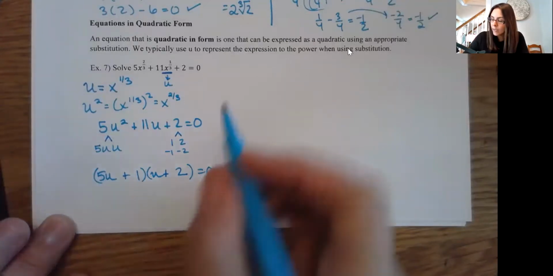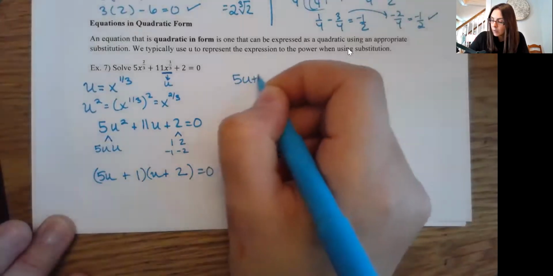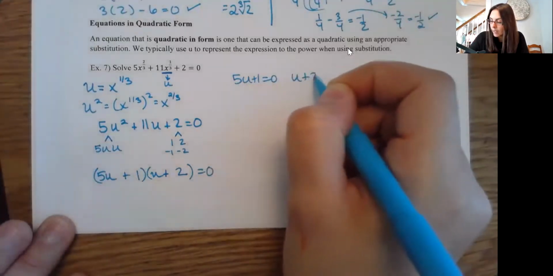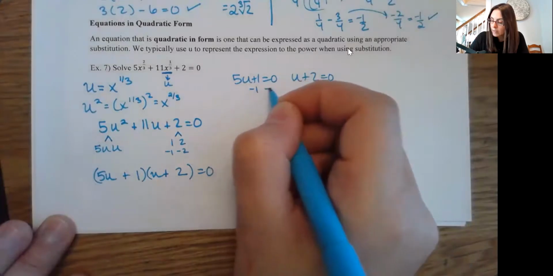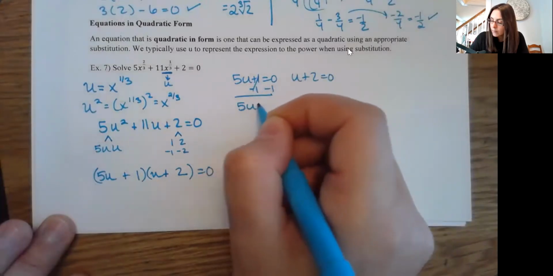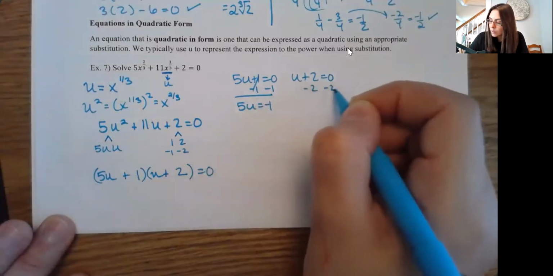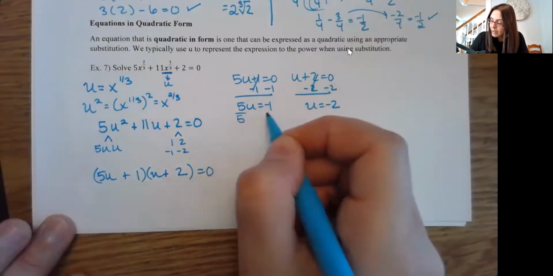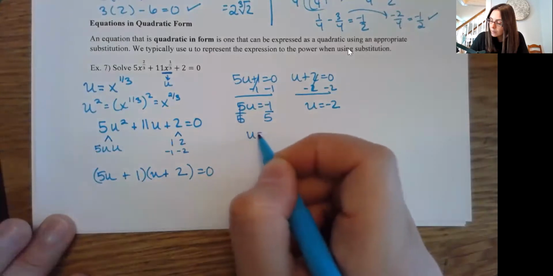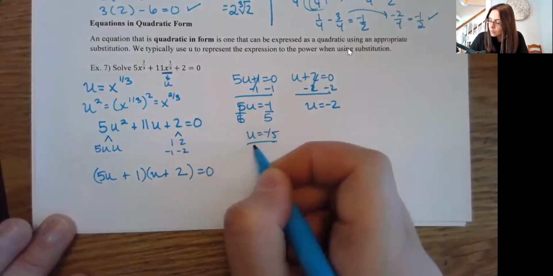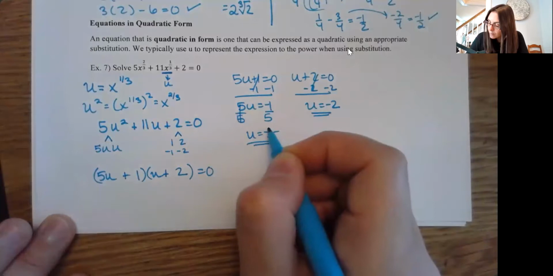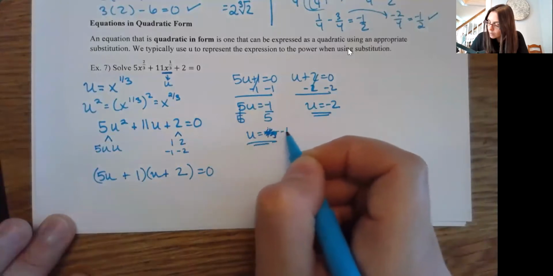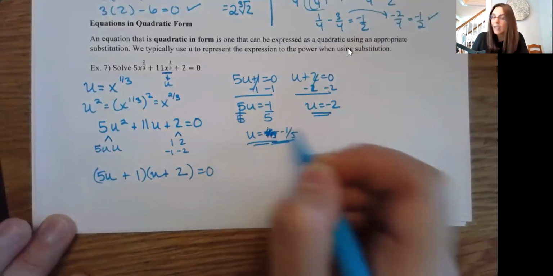Once we have that, then we can set each piece equal to 0 and solve. So here I'm subtracting with 1. Here I'm subtracting with 2. Here I'm dividing by 5. And I have my 2. Sorry, it should be a negative. Let's write this again, -1/5 and -2.